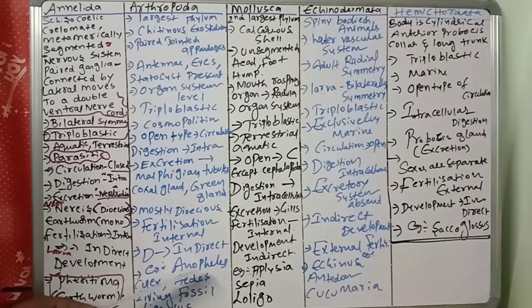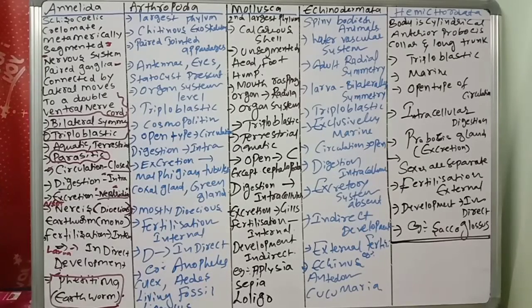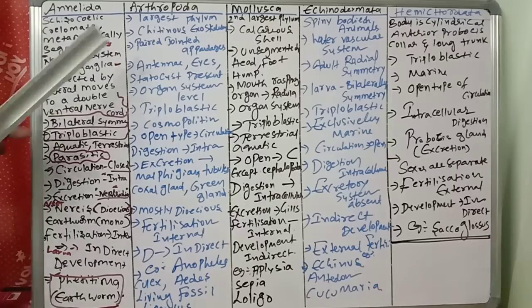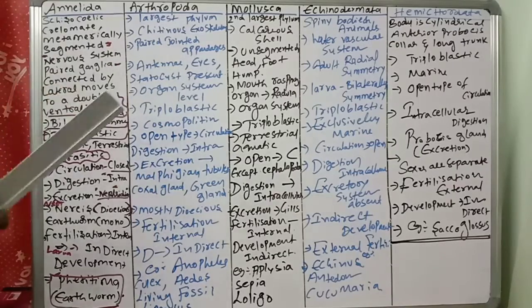Examples: Anopheles. Female Anopheles mosquito causes malaria, right? Culex, Aedes, and the living fossil called Limulus. Limulus is very important. It's called the king crab. Next, another most important phylum. Once again we'll discuss Arthropoda, then we'll go for Mollusca.